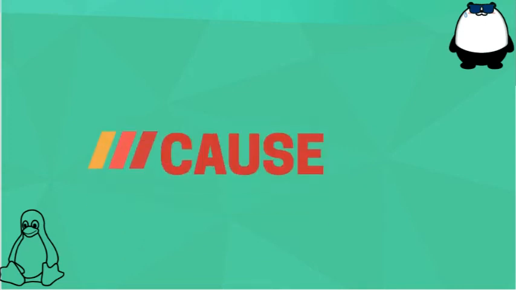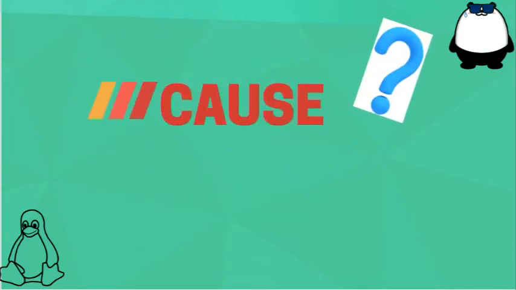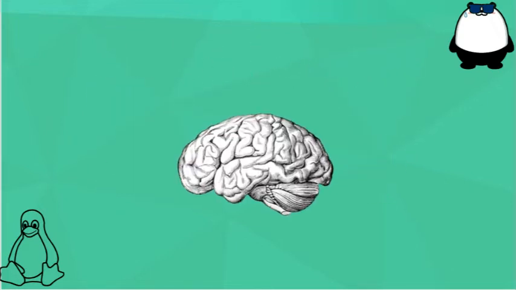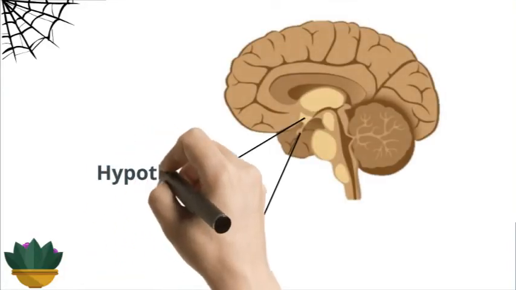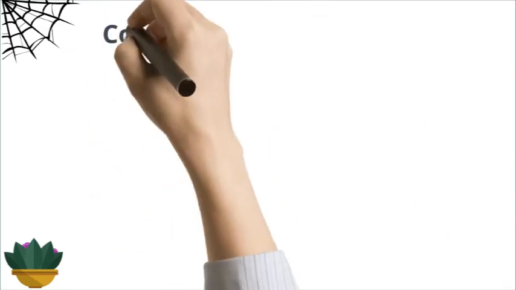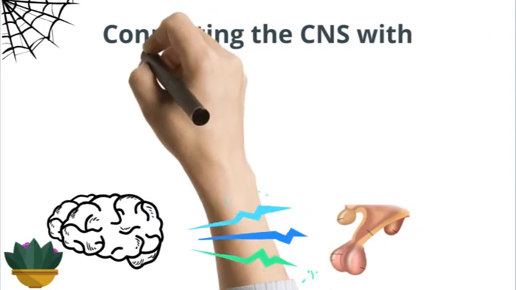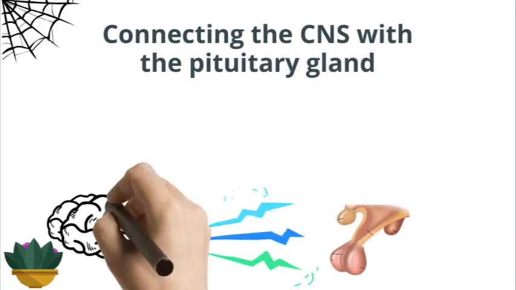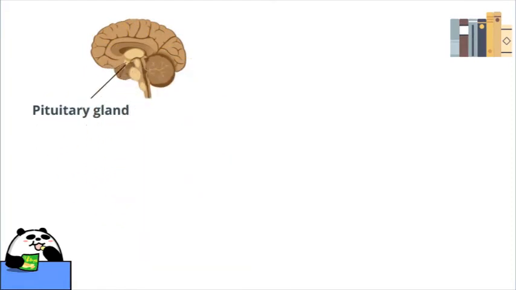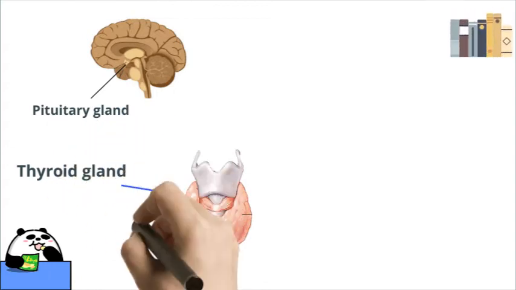Now, let's see what the cause of this disease is. In order to understand this, we need to look into the function of the thyroid gland. Let's talk about the brain first. The hypothalamus has an important role of connecting the nervous system to the endocrine system via the pituitary gland and releasing the hormones. Below the hypothalamus is the pituitary gland. We have the thyroid gland located right below the larynx.